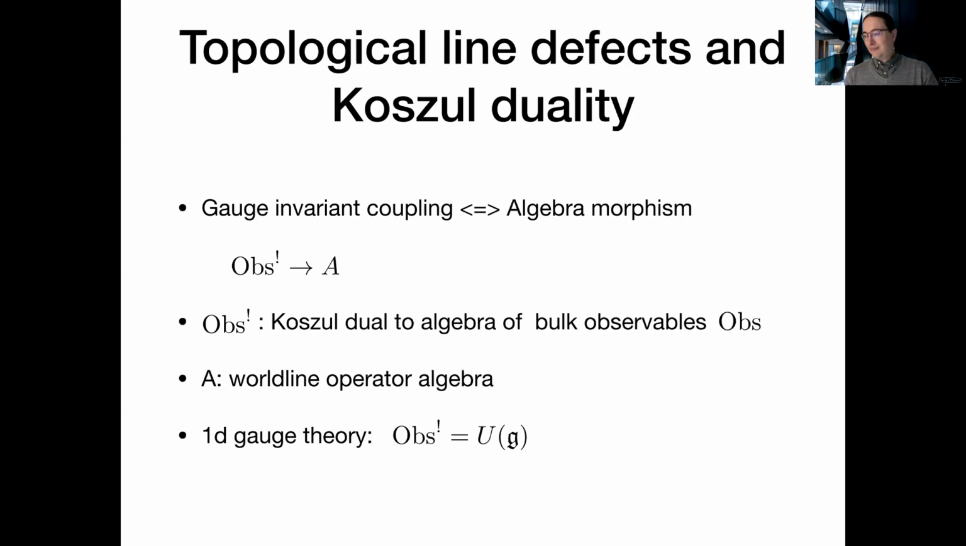The data of invariant couplings to the line defect is the same as the data of an algebra morphism from some mysterious object, which is the causal dual to the algebra of bulk observables, to the algebra of operators on your worldline theory. Now, in the gauge theories you're familiar with, this mysterious object is just the universal enveloping algebra of the Lie algebra, or the gauge algebra. So a map from the universal enveloping algebra into the observables of the worldline theory is just a set of instructions for how to act with my gauge symmetry on the operators, right? I'm just mapping my symmetry generators to operators in the theory, making sure that their commutator works.